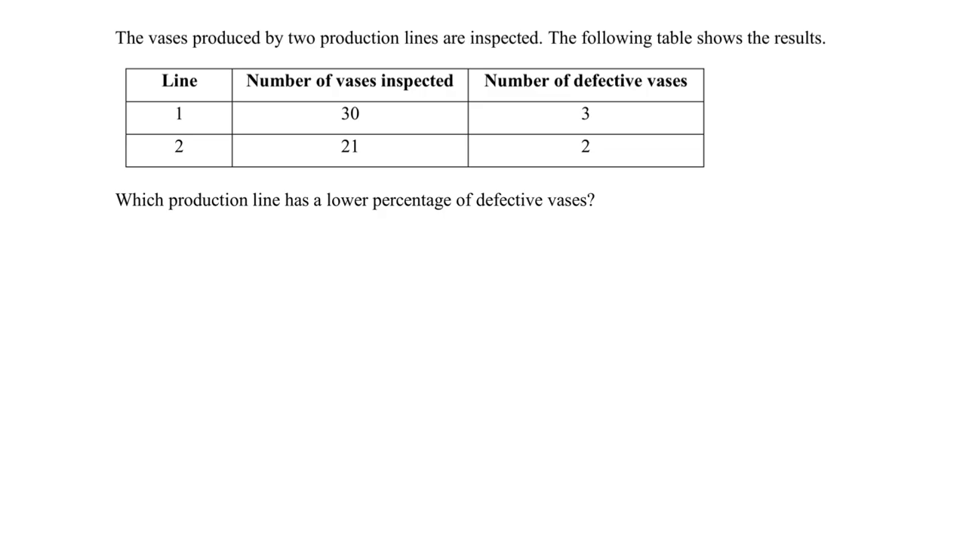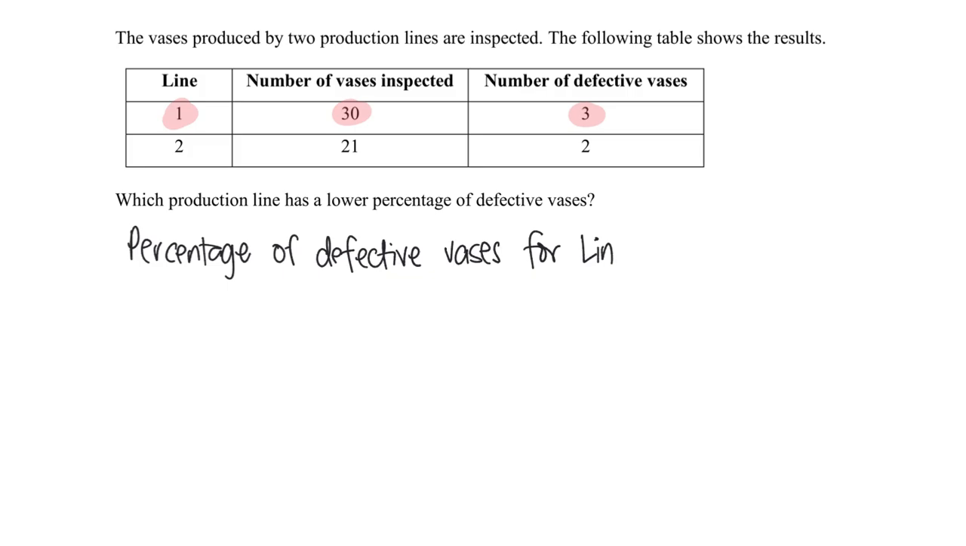For ease, I'm going to use the red color for line 1, and the percentage. So the production line, the percentage. These defective vases for line 1. This one will be equals to, there are 3 of them, divided by the total number of vases that is inspected. If we want to find the percentage, we multiply by 100%. This will be equals to 10%.